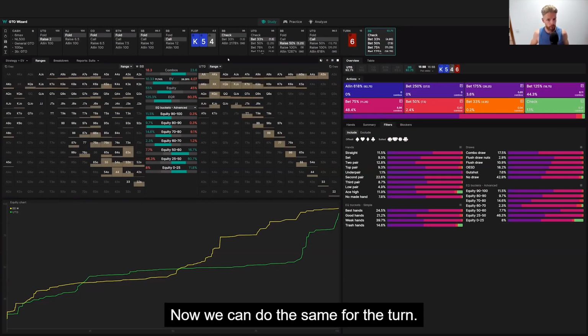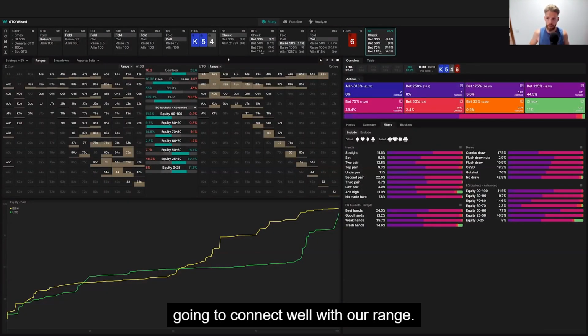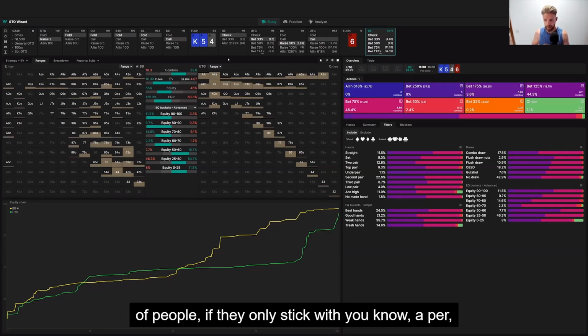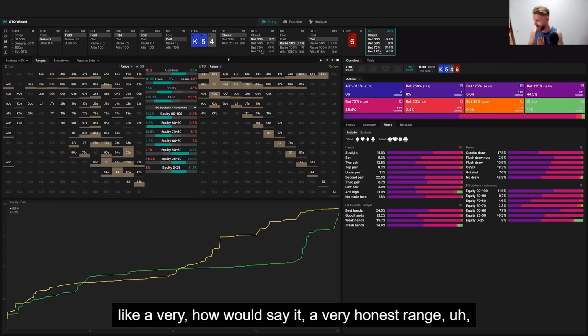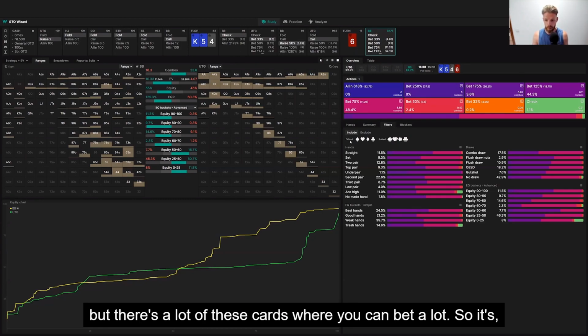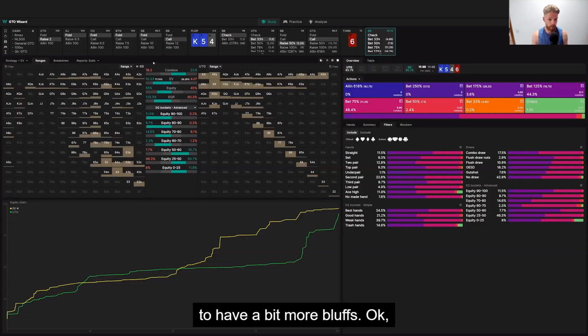Now we can do the same for the turn. We can already look ahead and barrel a bit more on turns where a lot of rivers are going to connect well with our range, so we have good bluff opportunities on the river. And these are spots where a lot of people, if they only stick with a very honest range on these types of cards, can already bet range in theory, but there's a lot of these cards where you can bet a lot. In my opinion, it's good to already add some more bluffs when good cards hit for your range.